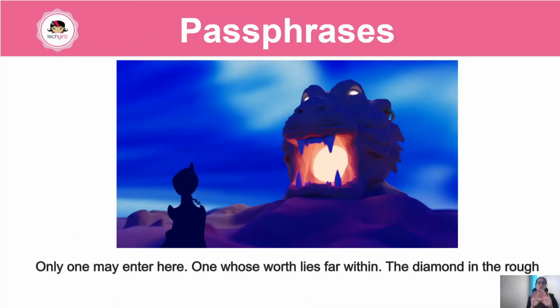Now we are going to do a fun activity. I told you about all these things you can do, right? And I told you about how you can make a very secure password. So one of the ways for making a secure password is a passphrase. Now I don't know how many of you have watched the Disney movie Aladdin, but in that the cave says, "Only one may enter here, one whose worth lies far within, the diamond in the rough." So a passphrase is something like this, which is just narrowed down into fewer letters and then added stuff to make it secure.